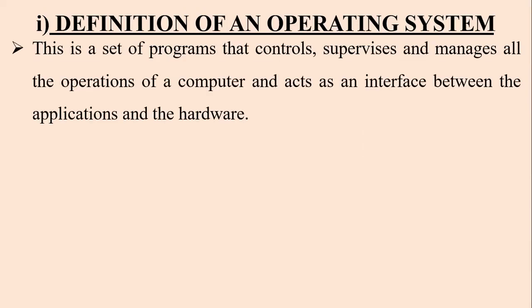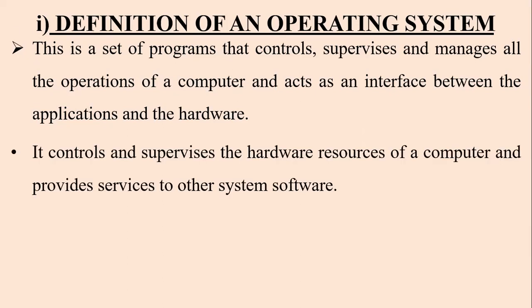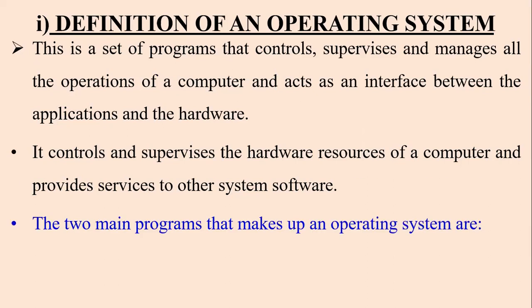Let's commence by looking at the definition of an operating system. An operating system is a set of programs that controls, supervises, and manages all the operations of a computer and acts as an interface between the applications and the hardware. It controls and supervises the hardware resources of a computer and provides services to other system software.